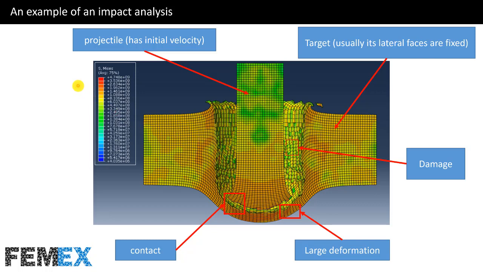I want to talk about an example of an impact analysis. Here, I have simulated half of a model. This is the projectile and this is the target. As you can see, there is contact between them, and because of the impact, there is large deformation in the target. Usually, the lateral faces of the target are fixed. In this simulation, damage has occurred in both the target and the projectile.